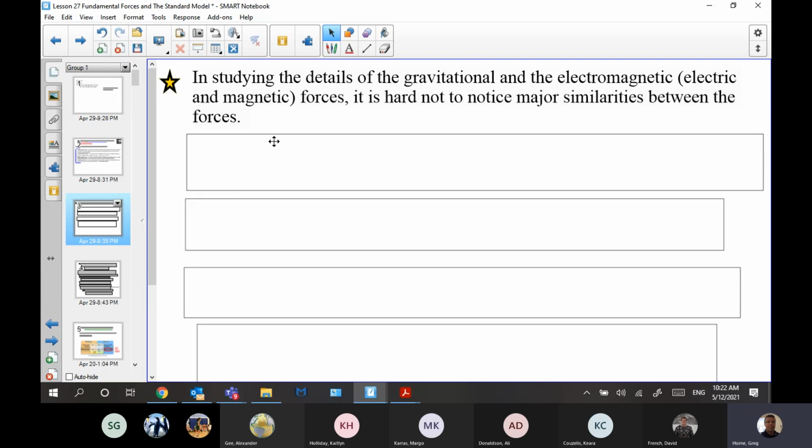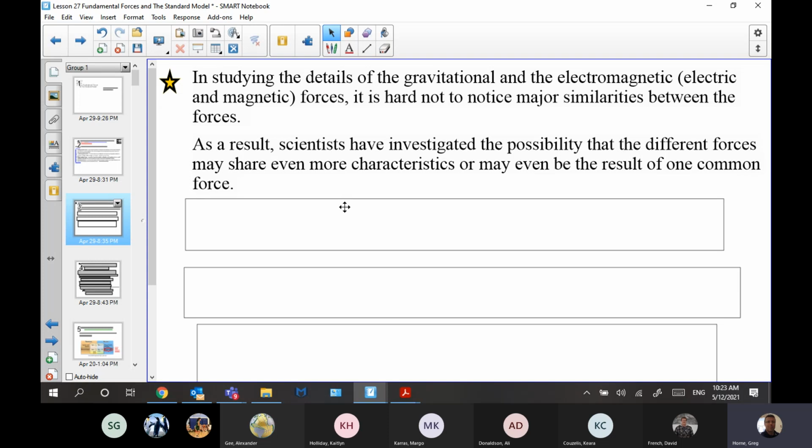So in studying the details of gravitational and electromagnetic forces, it's hard not to notice major similarities, right? This is a summary of what we've done. We know, think of the force of gravity as GMm over r squared. The electric force between two charges is kqq over r squared. There's major similarities. As a result, scientists have investigated the possibility that other forces might share common characteristics, and that they might all be a result of one common force.